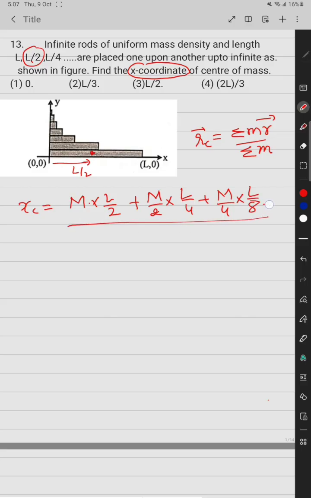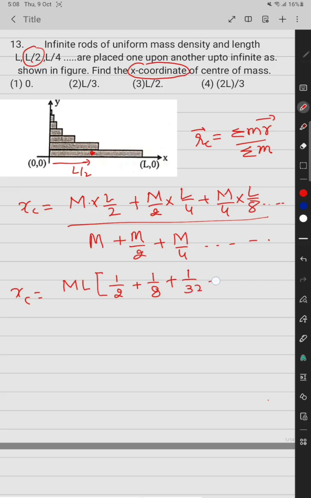Upon total mass, that is up to infinity, and the total mass is M plus M by 2 plus M by 4 and so on up to infinity. Therefore the x center of mass is equal to M into L. In the bracket it is half plus 1 by 8 plus 1 by 32 up to infinity, and taking M common from below, in the denominator after M common it is 1 plus half plus 1 by 4, and it becomes again a GP.